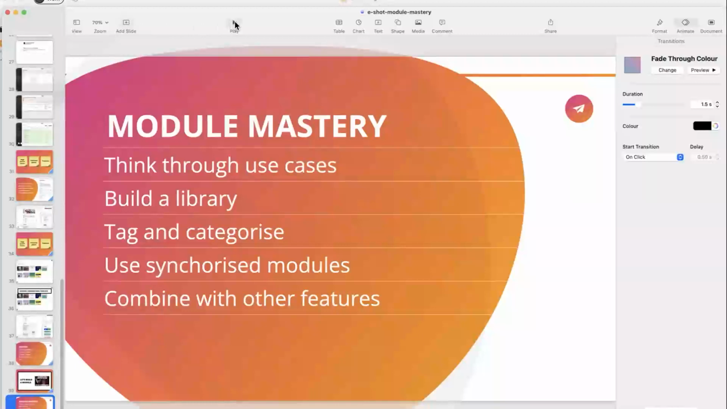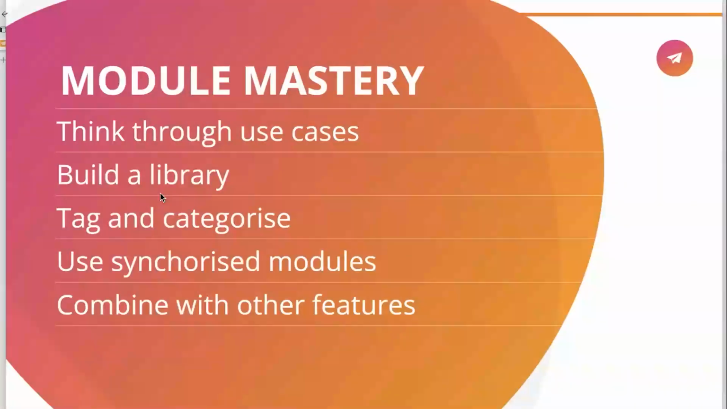My recommendations for you to achieve module mastery would be to think through the use cases first and build a library. Most of you will hopefully have a test sub account, so you could build a few sample modules in your test account to begin with. Make sure you're happy with the principles of how they would work, and then you can deploy them more generally throughout your eShot solution. Please remember to use the tagging and categorization, and using the synchronized modules is great, but you have to be a little bit more careful when using the synchronization, in terms of whether it is going to change things in places where you don't want it to.